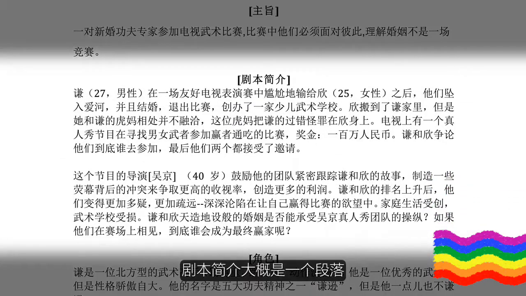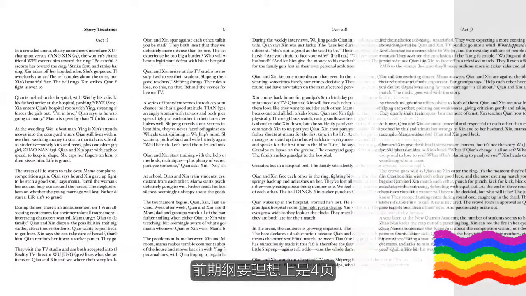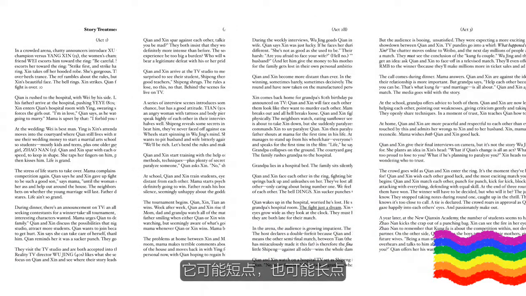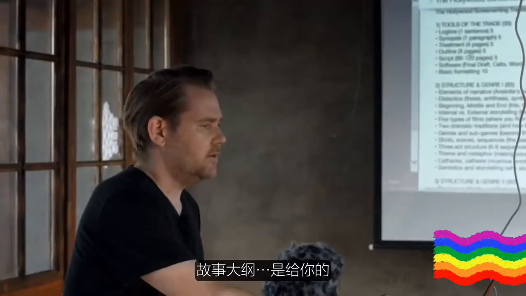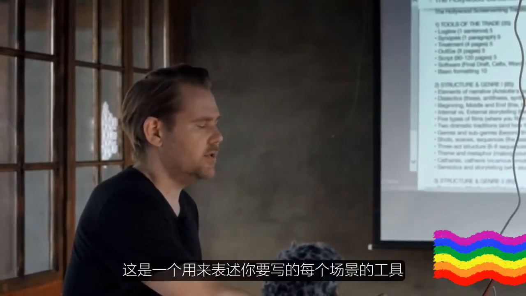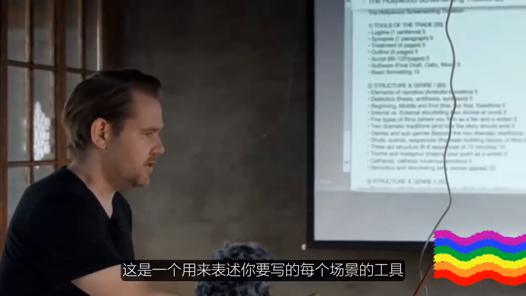The synopsis is about one paragraph. A treatment is 4 pages, ideally. It could be shorter, it could be longer. An outline is for you. It's a tool that you use to outline every scene that you're going to write about.